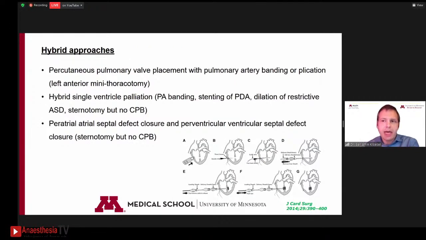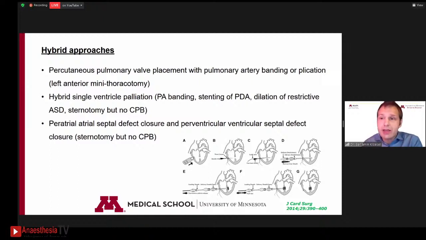Now, talking a little bit about hybrid approaches, and this is the interesting part, where I mentioned that this is a heterogeneous group of different surgeries. Examples include percutaneous pulmonary valve replacements, which can be done in the cardiac catheterization lab. This is typically a procedure that we do in a lot of our patients with tetralogy of Fallot who are treated with a transannular patch and then over time develop right ventricular dilation due to free pulmonary insufficiency.